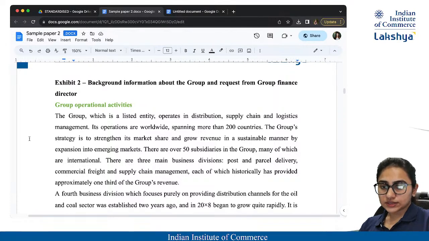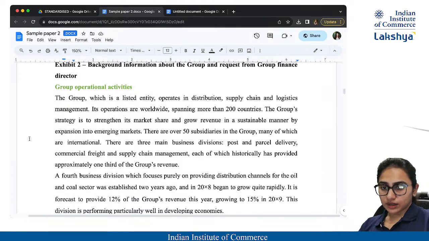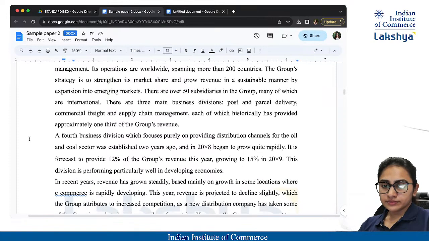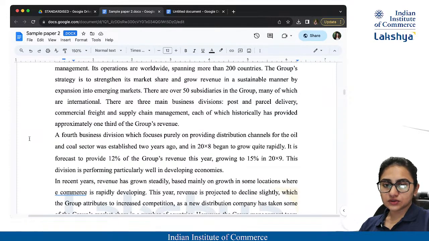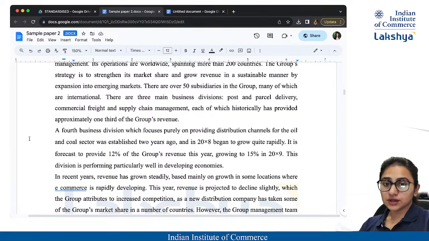Group operational activities. The group, which is a listed entity, operates in distribution, supply chain and logistics management. Its operations are worldwide, spanning more than 200 countries. The group's strategy is to strengthen its market share and grow revenue in a sustainable manner by expansion into emerging markets. There are 50 subsidiaries in the group, many of which are international. There are 3 main business divisions: post and parcel delivery, commercial freight and supply chain management, each of which historically has provided approximately 1/3 of the group's revenue.